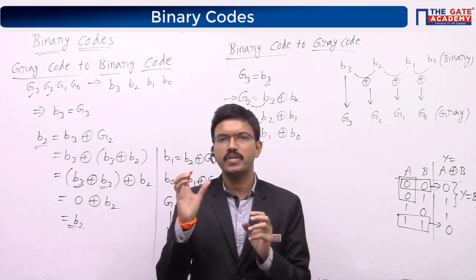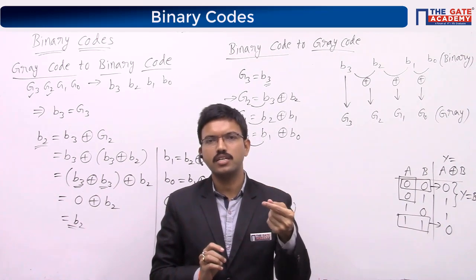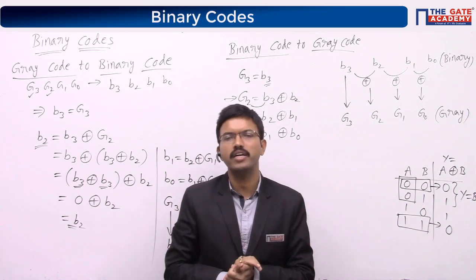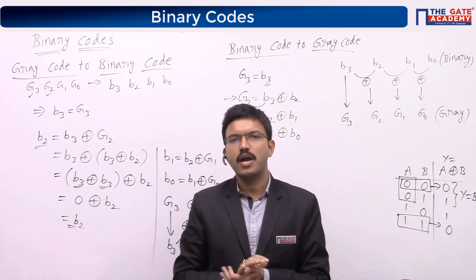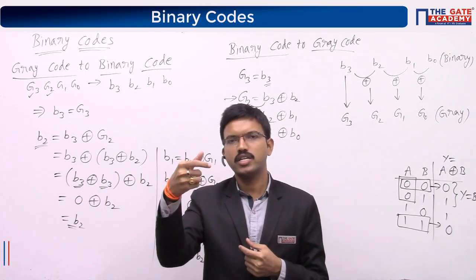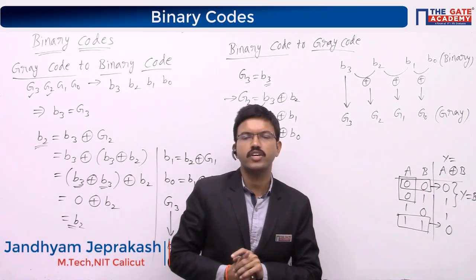If you are representing with binary code, there can be ambiguity while converting, since all the bits are supposed to complement. Wherever there is such ambiguity, we will use the gray code. So what will happen? Whenever you have two successive codes, only one bit position will change. That is the advantage of gray code.